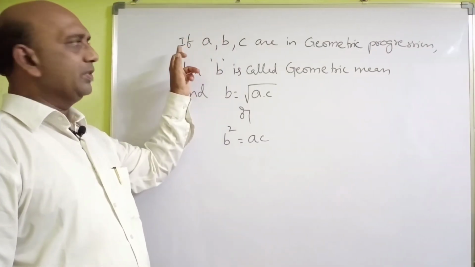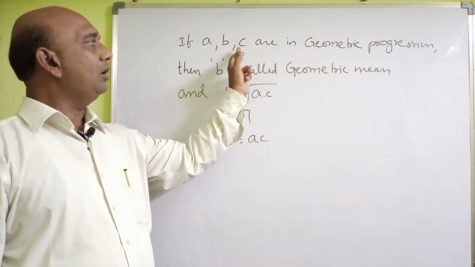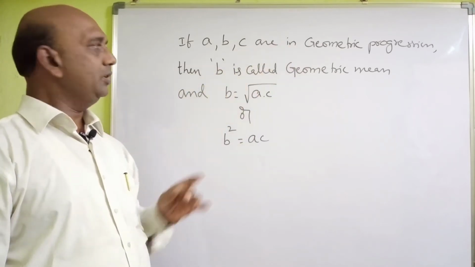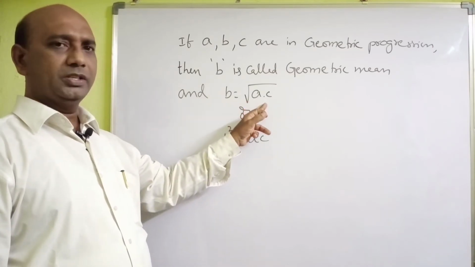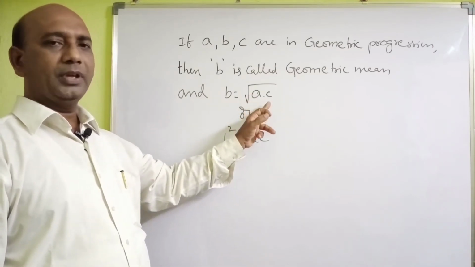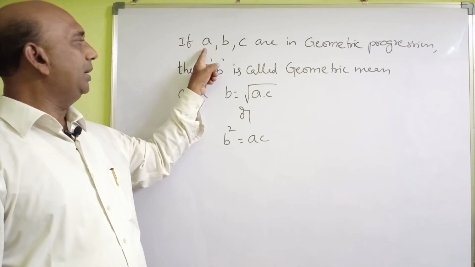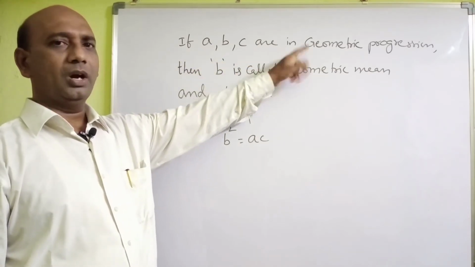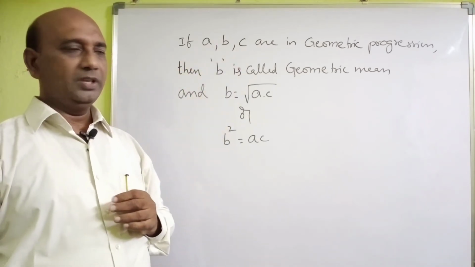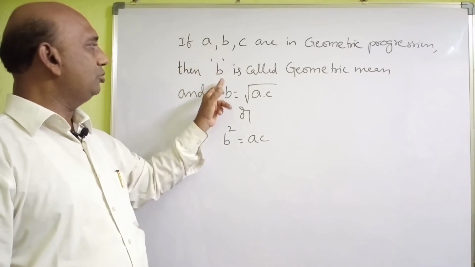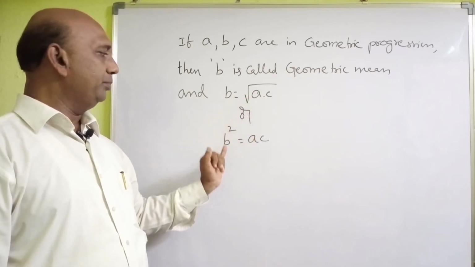Now look at this definition. If a, b, c are in geometric progression, that is, these three are consecutive terms of this geometric progression, then b is called the geometric mean and b equals root ac. Geometric mean b is equal to root of a into c, or b square is equal to ac. So this is the formula. If there are three consecutive terms, then the middle term is called the geometric mean, b, and b is equal to root ac, or b square is equal to ac.